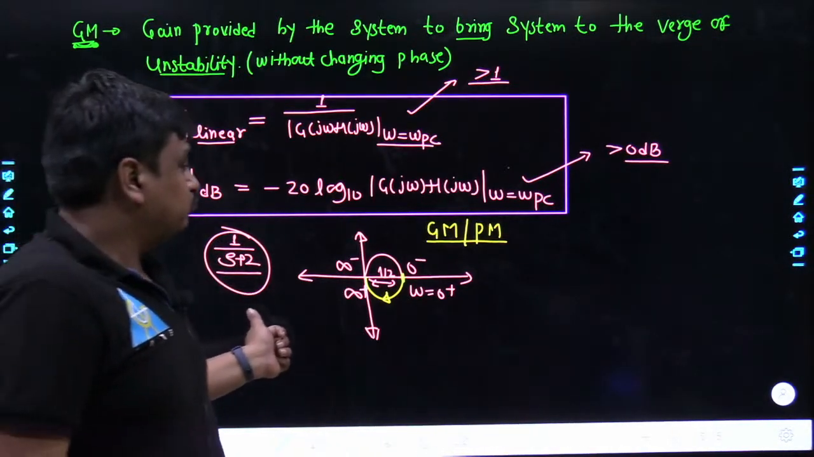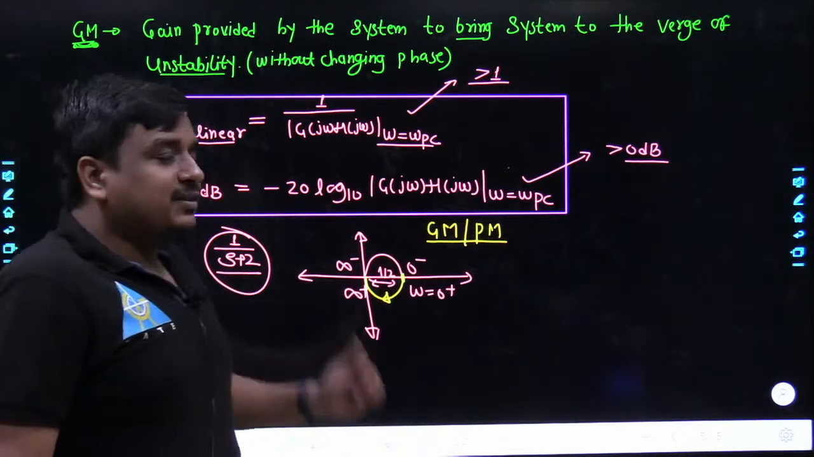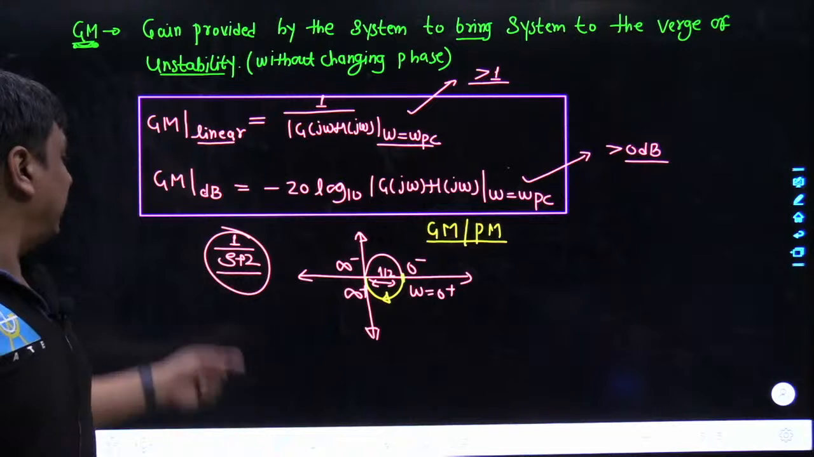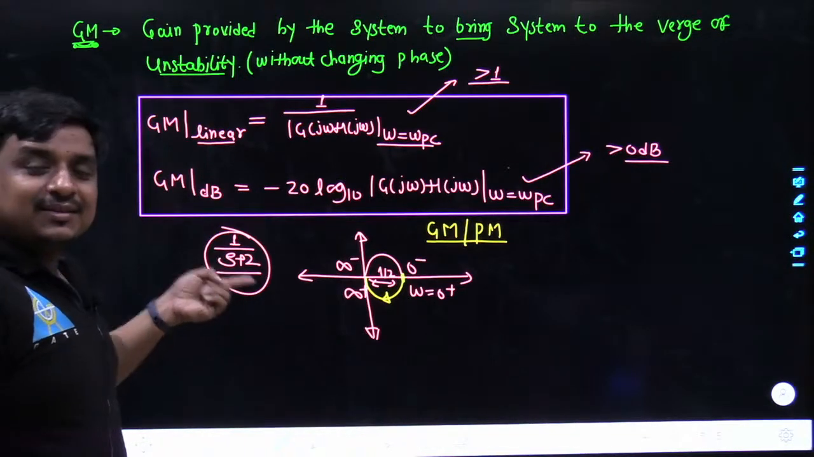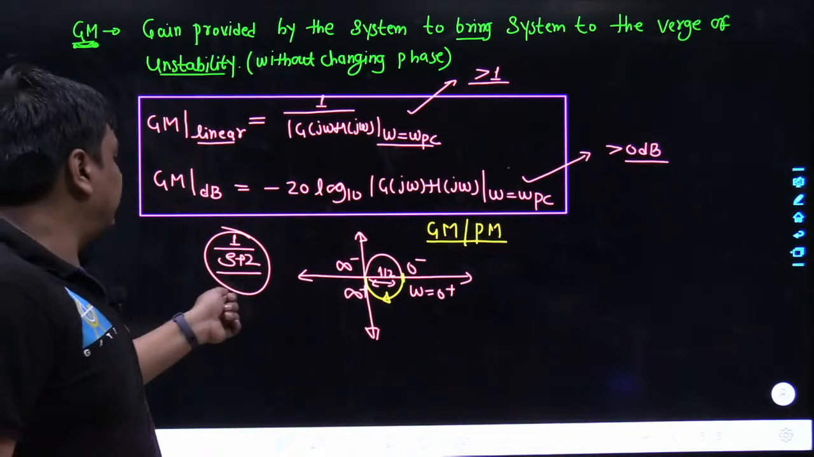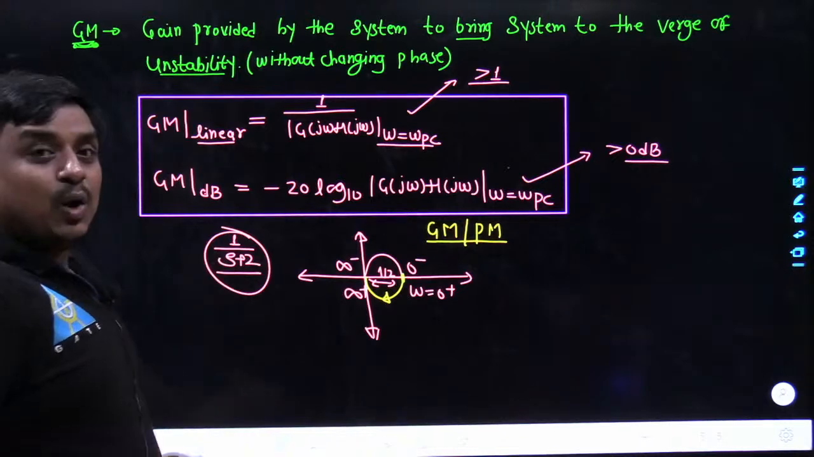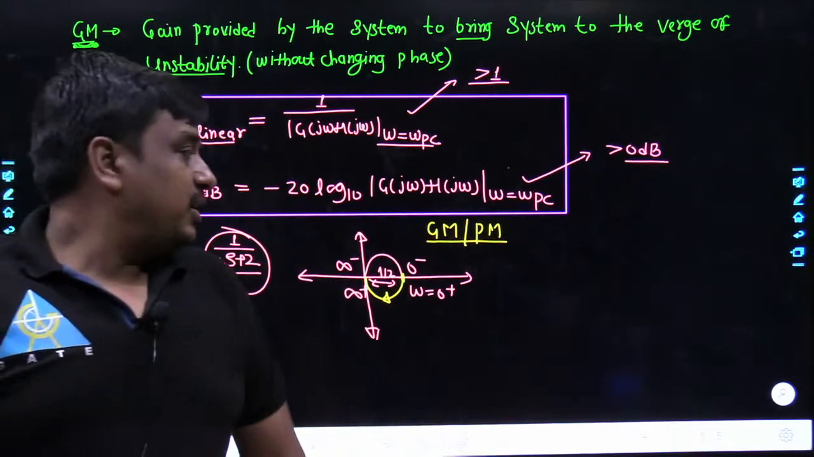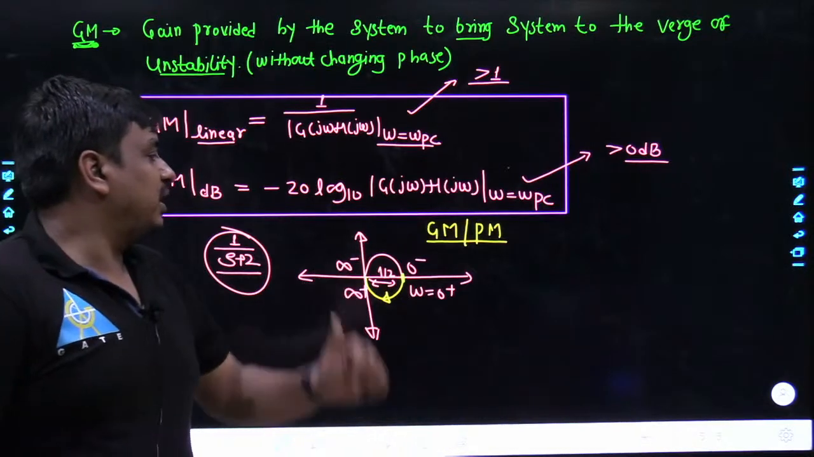Agreed? And similarly, if we talk about the phase crossover frequency, that is also not possible. Why? Because the initial angle itself is 0 and the final angle is minus 90. How would it attain an angle of minus 180 degree? Tell me what would be the best answer for the gain margin and phase margin.